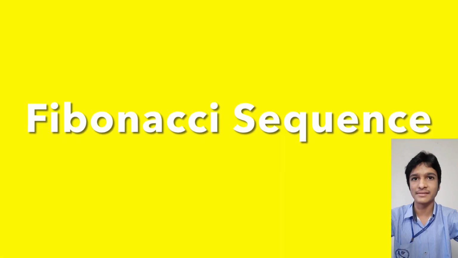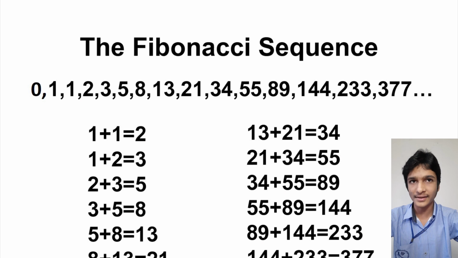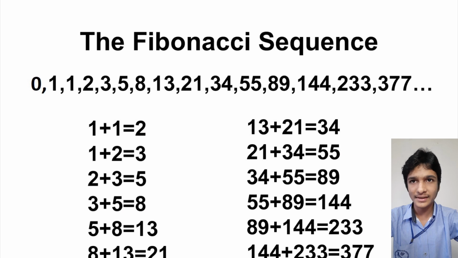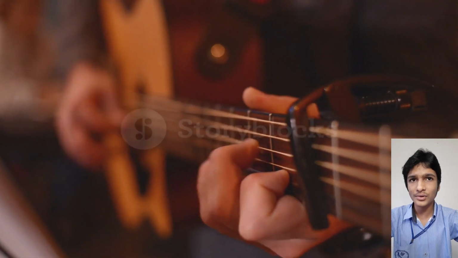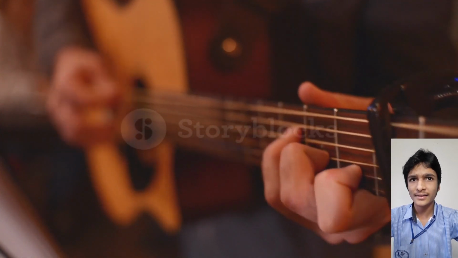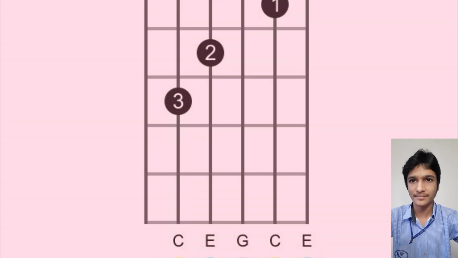The Fibonacci sequence. The Fibonacci series of numbers is 0, 1, 1, 2, 3, 5, 8 and so on. But if we look at the most common chords used in a guitar, they are composed of notes of these values for a given scale.